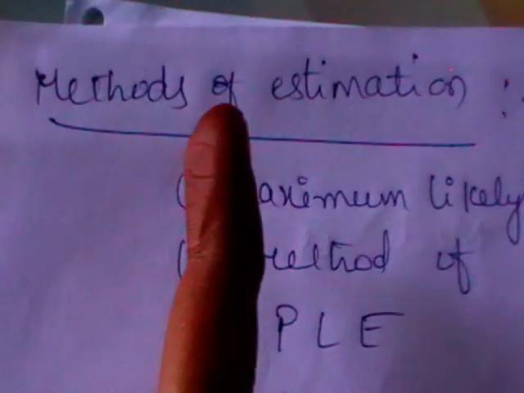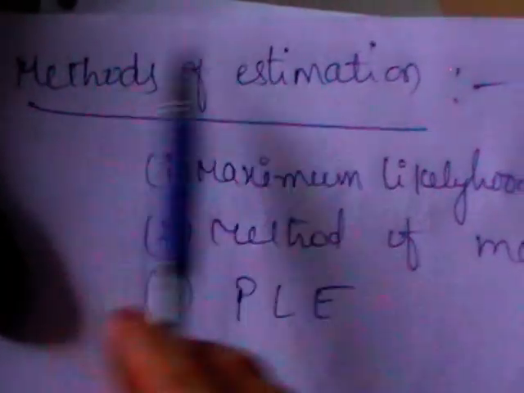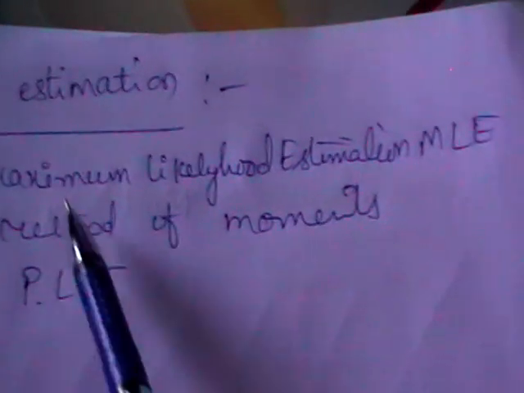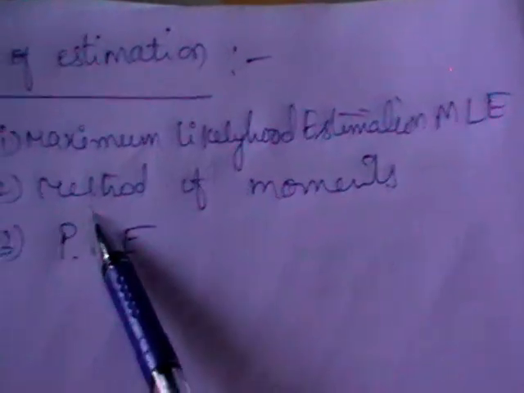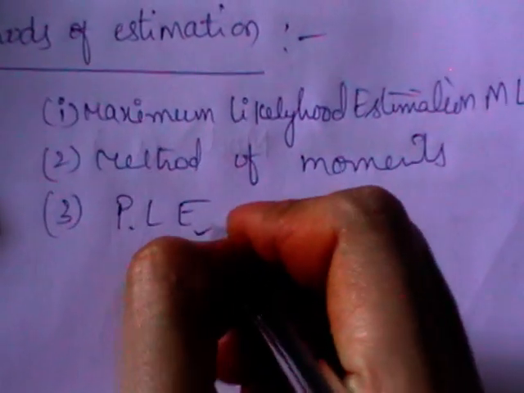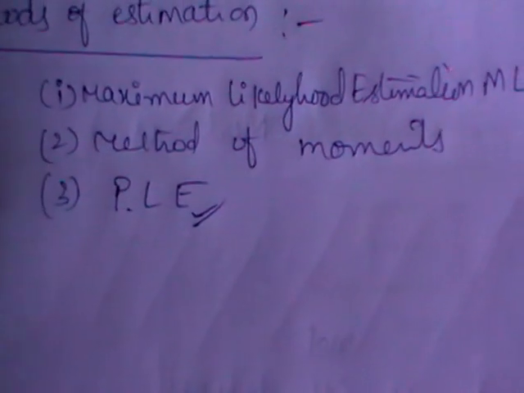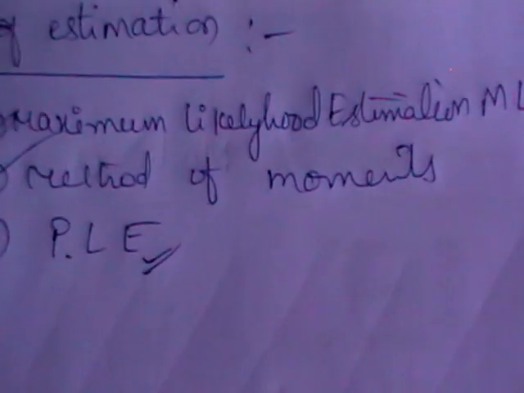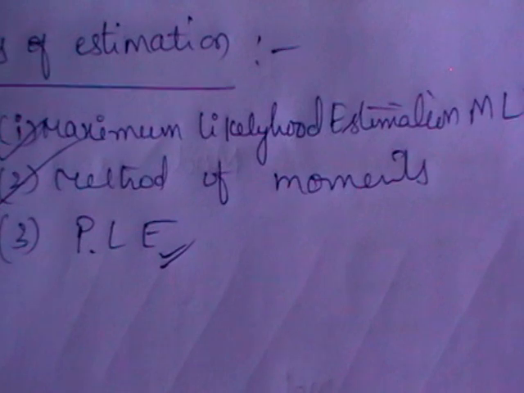So I'm just going to the next topic called methods of estimation. We have three methods of estimation: maximum likelihood estimation, method of moments and principle of least squares. Principle of least squares we have already discussed in unit 1. These two we are going to discuss in detail. So what do we mean by methods of estimation?